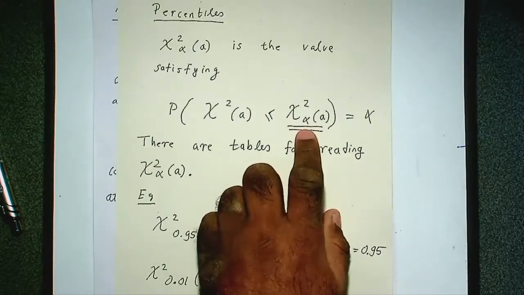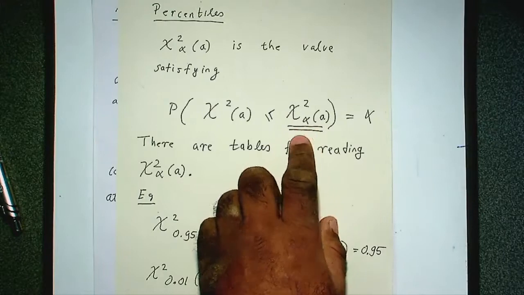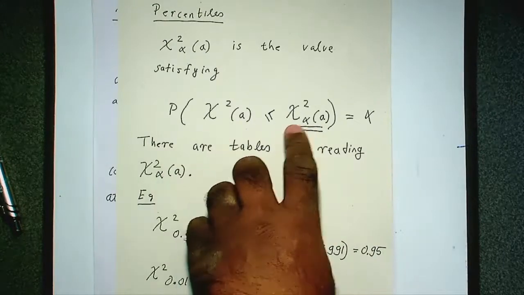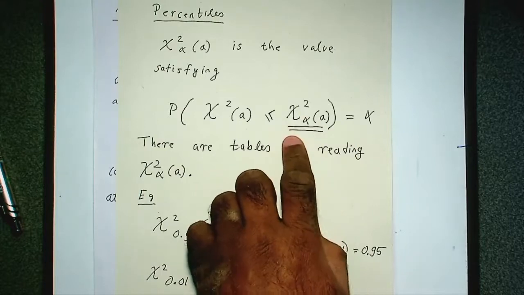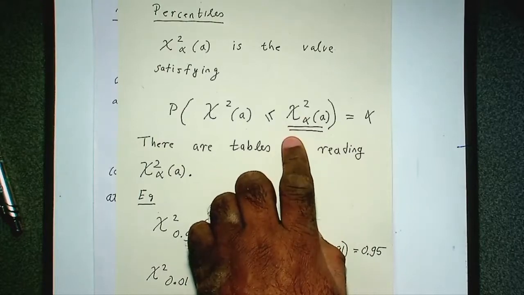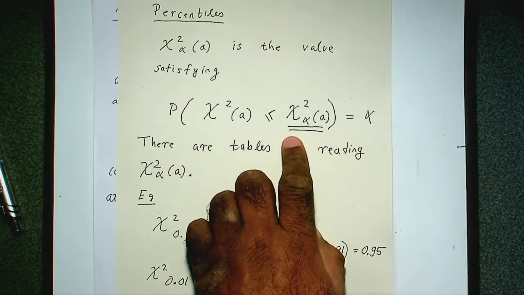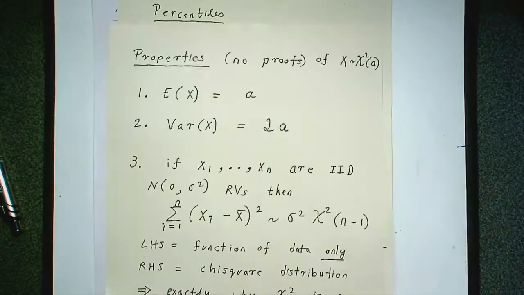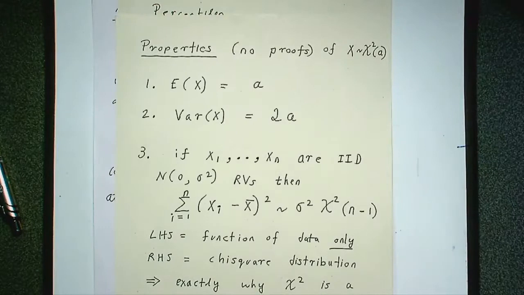So these are values such that the probability that a chi-squared variable is less than or equal to this is alpha. And you can read these values from a table, which I showed you. You should have the table, guys, in one of the handouts. Okay? And these are some properties of a chi-squared variable.